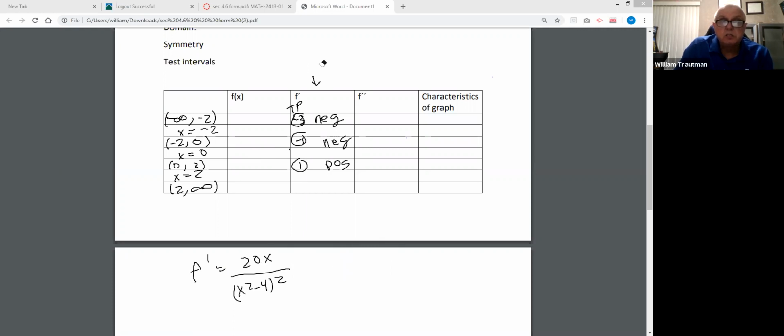Then I'm going to put a test point in here, 3. 20 times 3 is positive 60. 3 squared minus 4, the bottom is 5 squared, which is 25. So I get a positive number, and I get a positive slope in that interval. All right, so we pretty much did all of the intervals with the first derivative.